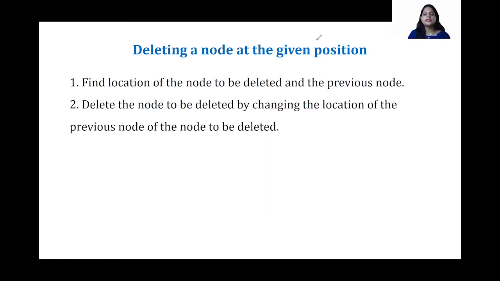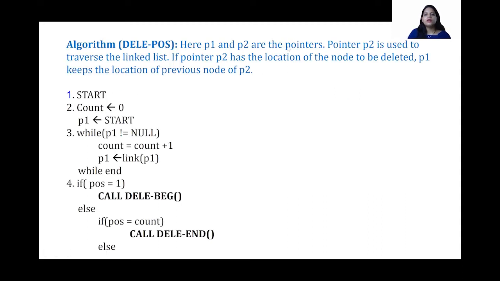So let us go ahead and see the algorithm for this one. So the algorithm says, here P1 and P2 are the pointers, just like the way we had in the previous one. Pointer P2 is used to traverse the linked list. If the pointer P2 has the location of the node to be deleted, P1 keeps the location of the previous node of P2. So in this case, similarly like before, our P2 is going to move from one node to another node until it is reaching the desired position.